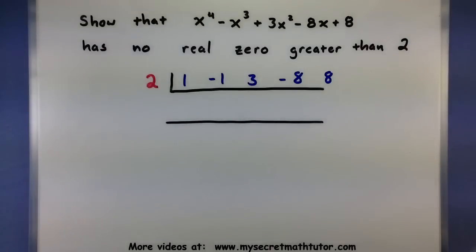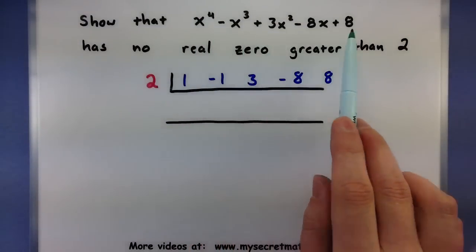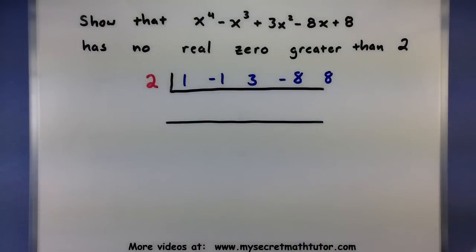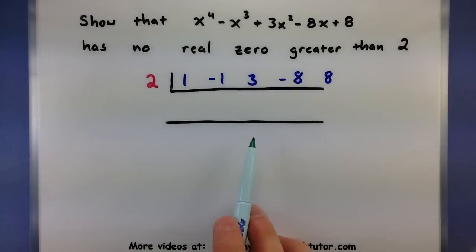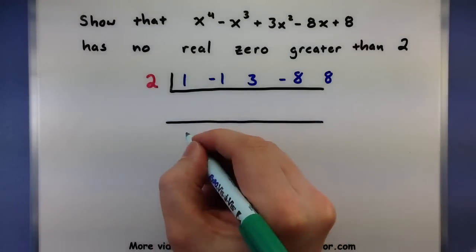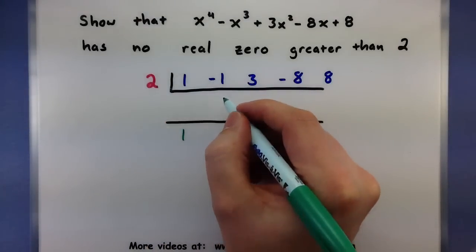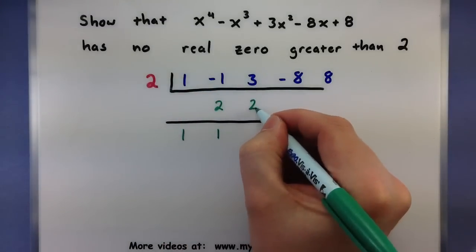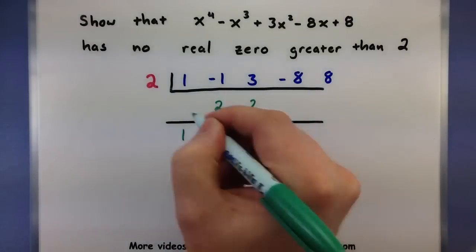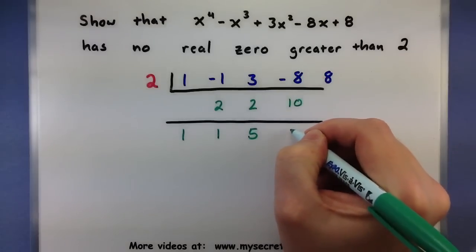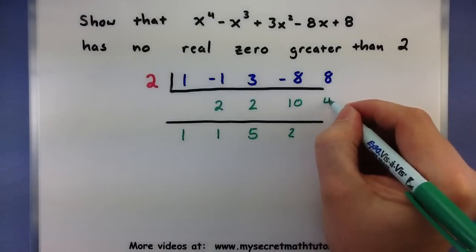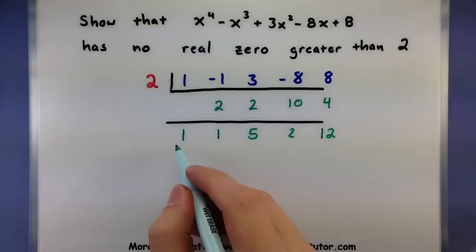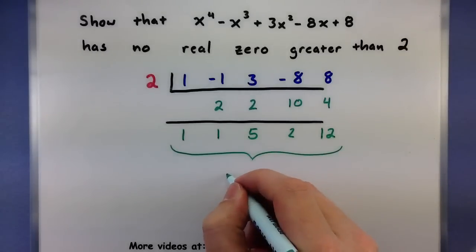All right. So here's some things that we want to check out. Looks like all of the coefficients in here are real. That is awesome. And the first one is positive. Great. So it looks like I might be able to use this theorem. Let's do the synthetic division to see what we get in the bottom row. So I bring down my first number, 1. I multiply. Then I add. Multiply. Add. Multiply. Add. Multiply, and add. Awesome. So look at that bottom row, and notice how all of these guys are positive.